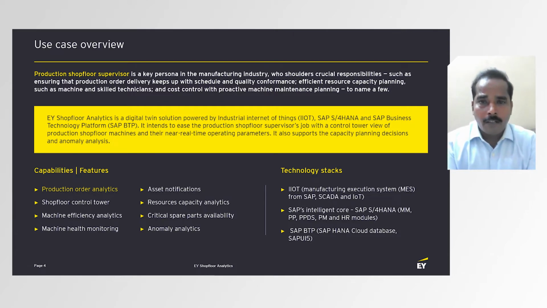And we have built based on the industrial IoT solution. It can be from manufacturing execution system as well as SAP SCADA as well as IoT. And next, talk about the SAP Intelligent Core. This basically we consider the SAP core modules such as production planning, PPDS, plant maintenance, and HR modules. And on SAP BTP side, we consider the HANA Cloud database and SAP UI5 chart.